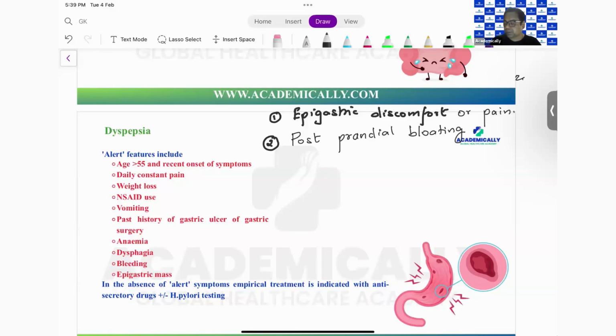Now, what we need to understand first and foremost is alert symptoms. What is it in dyspepsia that should be a red flag for us? Now, why are we talking about this? See, when you start seeing patients, especially if you're sitting in a GI OPD or a general surgery OPD or even medicine OPD for that matter, you will see a lot of patients who present with epigastric discomfort or pain, some of them presenting with postprandial bloating.